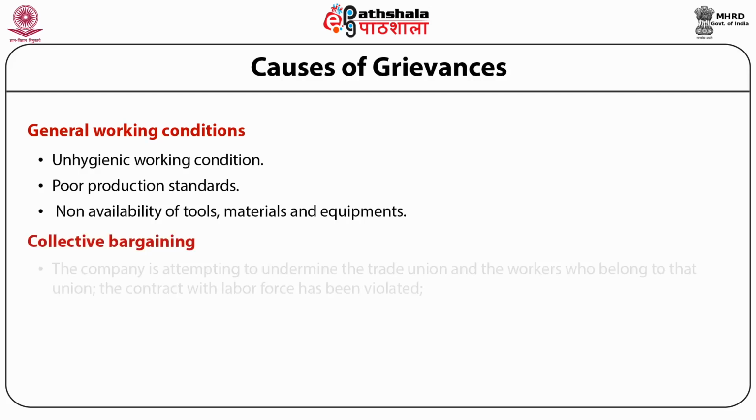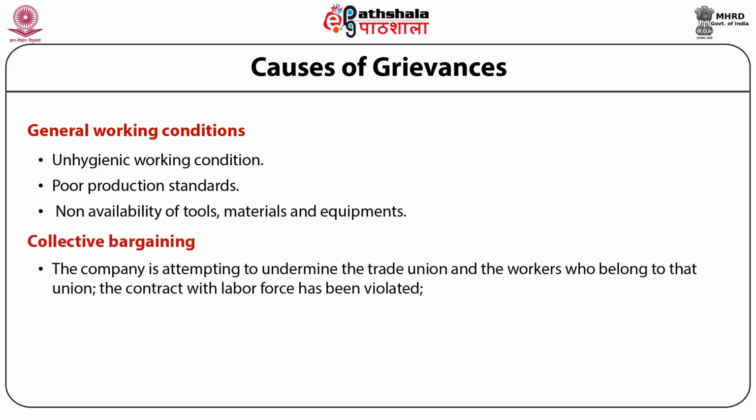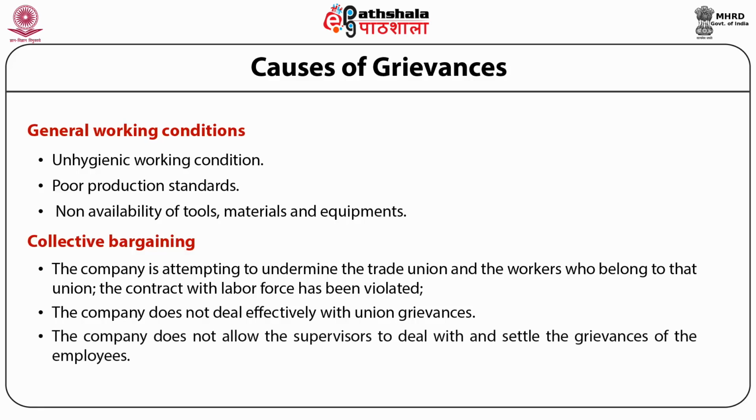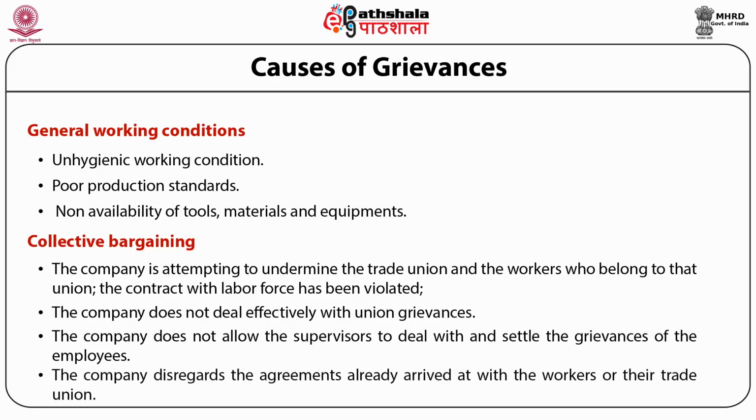Collective bargaining. The company is attempting to undermine the trade union and the workers who belong to that union. The contract with the labor force has been violated. The company does not deal effectively with union grievances. The company does not allow supervisors to deal with and settle the grievances of the employees. The company disregards the agreements already arrived at with the workers or their trade union.